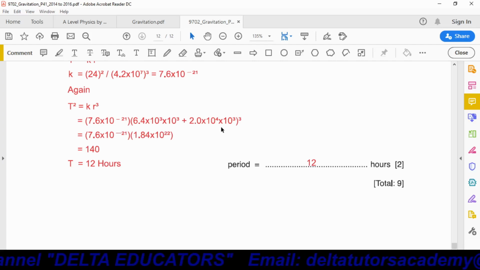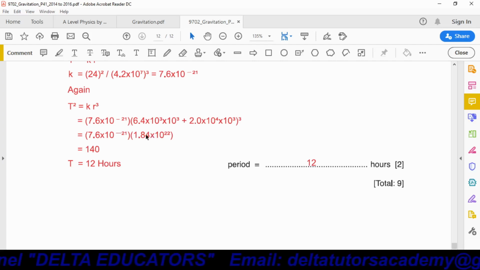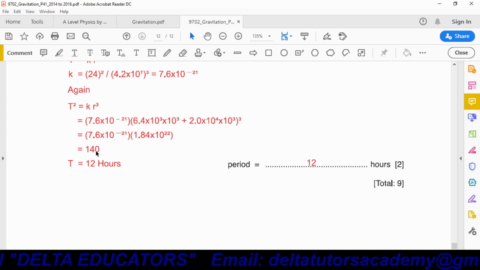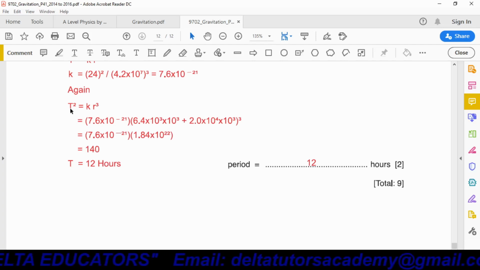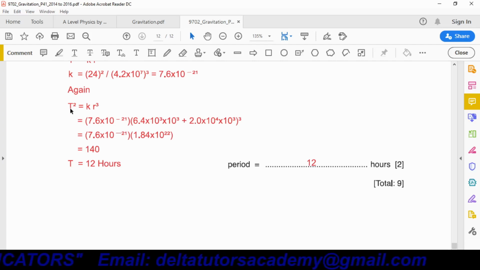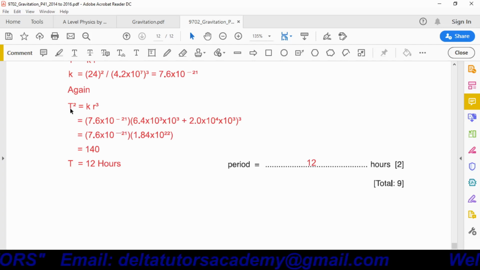By calculating these values, we get the answer 140. This 140 is the answer for t square. We have to calculate t. To calculate t, we have to take the square root of 140, and by taking the square root of 140, it will be approximately equal to 12 hours. So our answer is 12 hours.